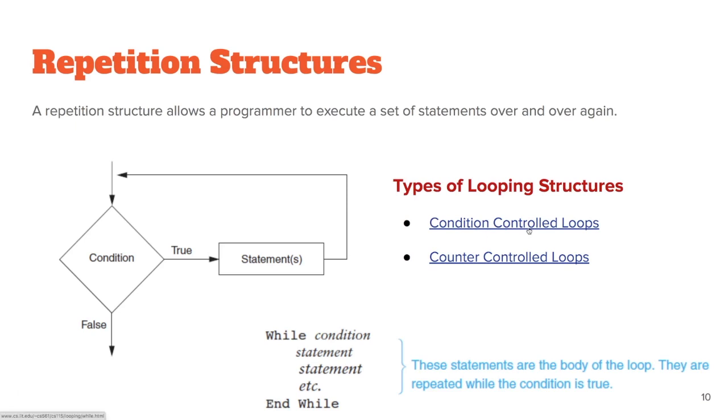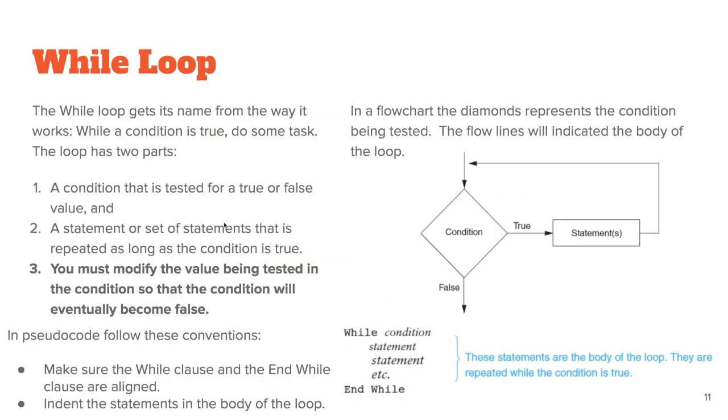We have a condition-controlled and a counter-controlled loop, and we're going to talk about both as we go through. Okay? So the while loop is what we call a condition-controlled loop. The while loop gets its name from the way it works. While a condition is true, you do some tasks, and the loop has basically two parts. You've got a condition that has to get tested for true or false, and a statement or set of statements that are repeated as long as the condition is true.